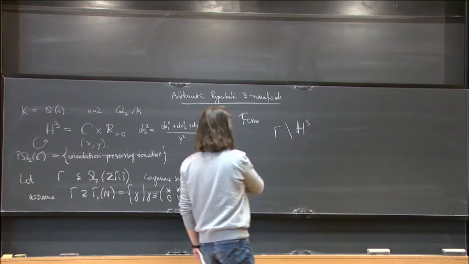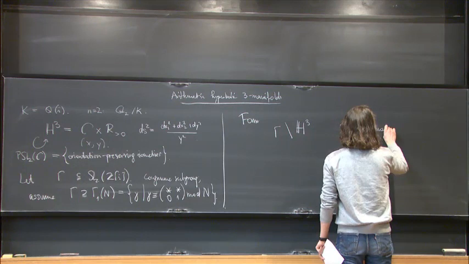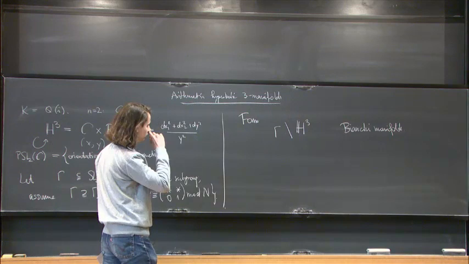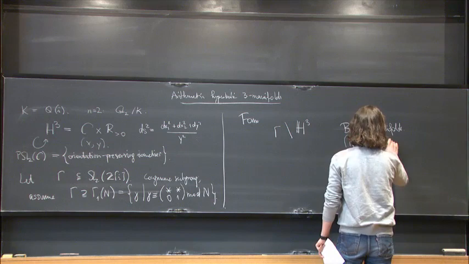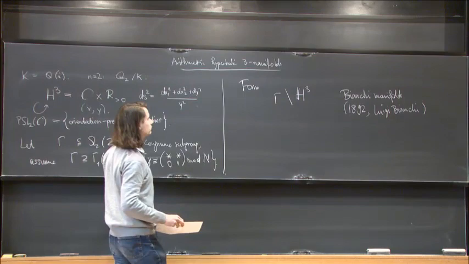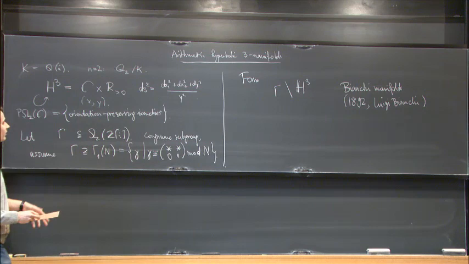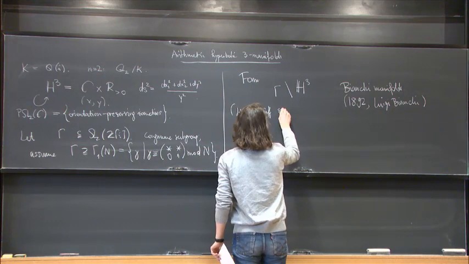These spaces are called Bianchi manifolds. They were introduced in 1892 by the differential geometer Luigi Bianchi. So they're very classical objects, in fact. I should say that if gamma is too large, they're not actually manifolds, but only orbifolds, maybe canonically. But if gamma is sufficiently small, they're really manifolds. They're hyperbolic three manifolds.